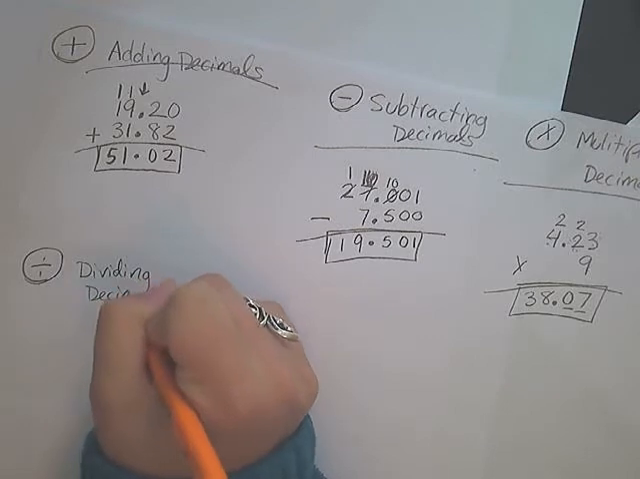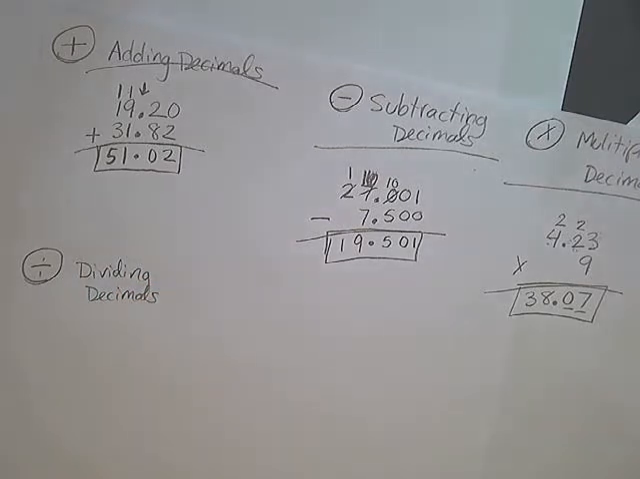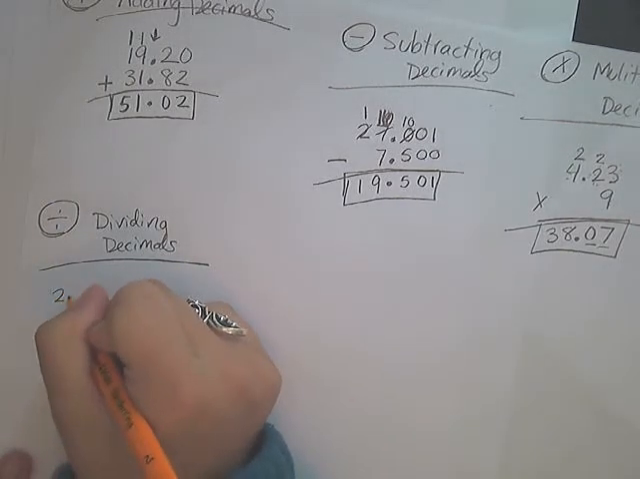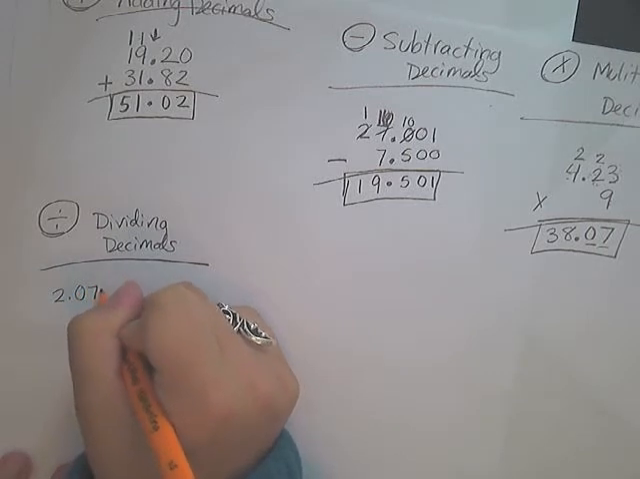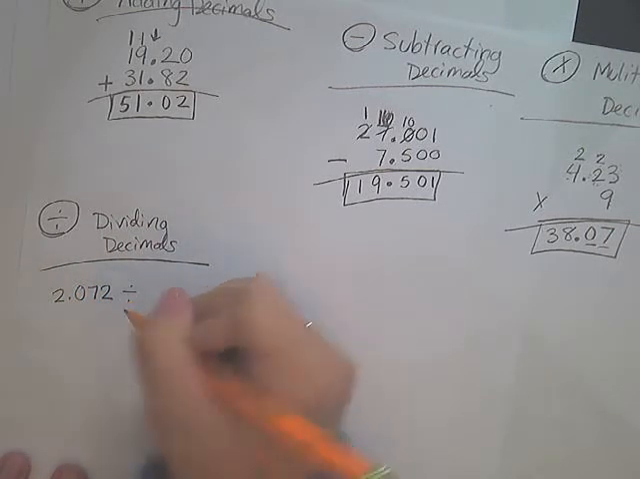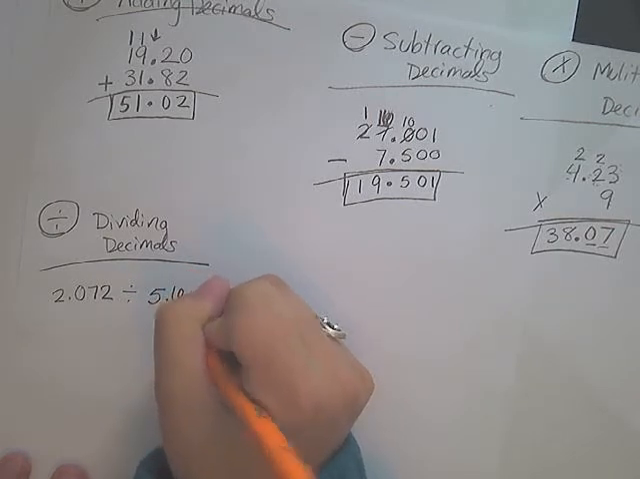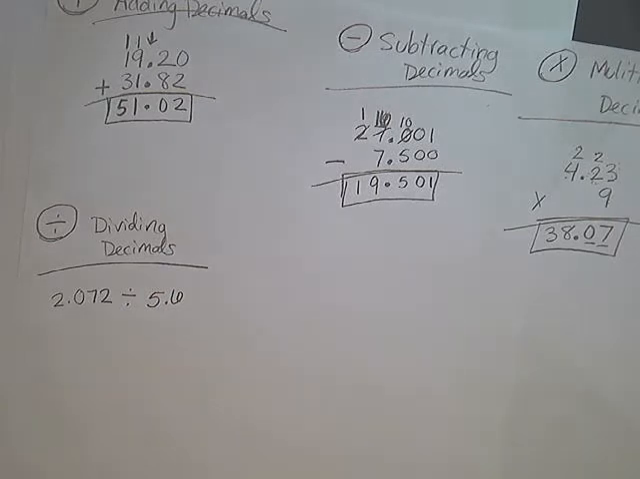Decimals. It's also important when you're dividing decimals to keep your decimals in line. So we're going to look at 2.072 and we're going to divide it by 5.6. What we're going to do when we're dividing decimals is get one of these to be a whole number, so we're going to move the decimals over. What you do to the left, you do to the right. So what you do to this number, you got to do to this number.